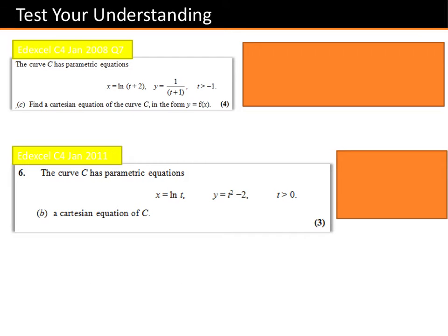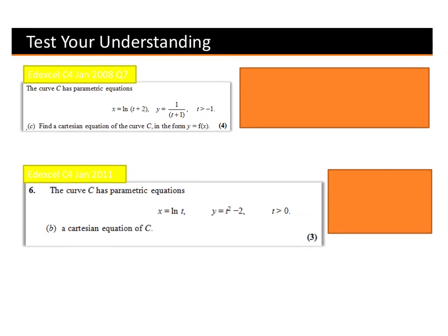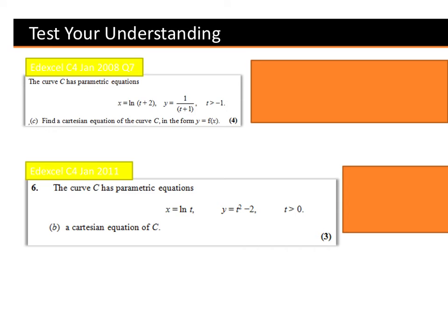Okay, here we go. Test your understanding. You've got 2 past paper questions here, okay? You can see not very many marks. 4 marks for this question and only 3 marks for this question. It just wants you to find the Cartesian form. I'm going to give you extra points if you find the domain and range for me. Off you go.